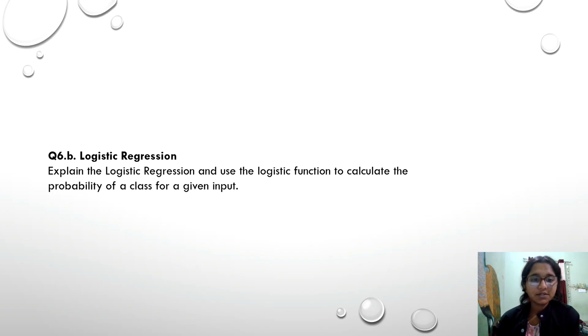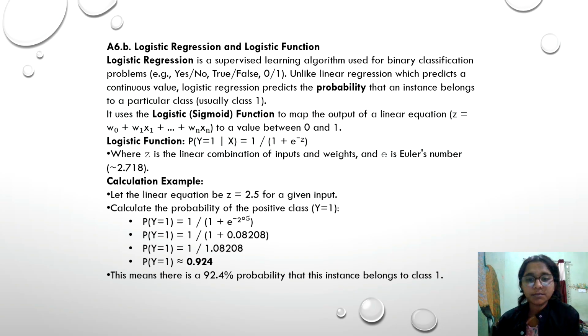That is logistic regression. Explain logistic regression and use the logistic function to calculate the probability of a class for a given input. Logistic regression and logistic function. Logistic regression is a supervised learning algorithm used for binary classification problems. Examples: yes, no, true, false, 0, 1.